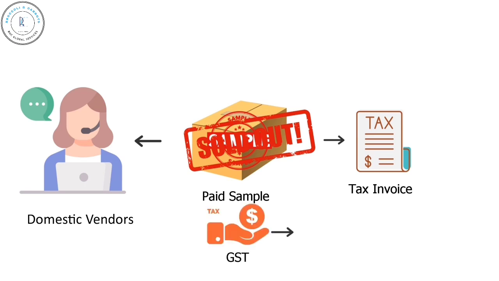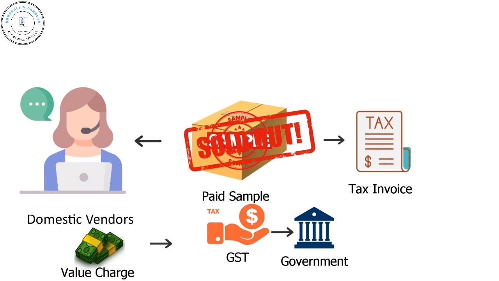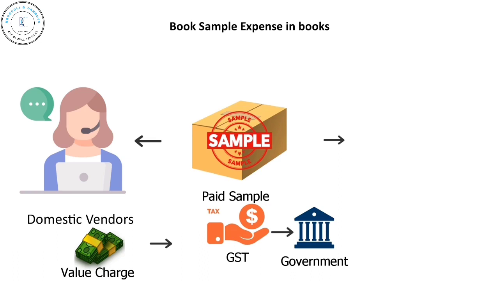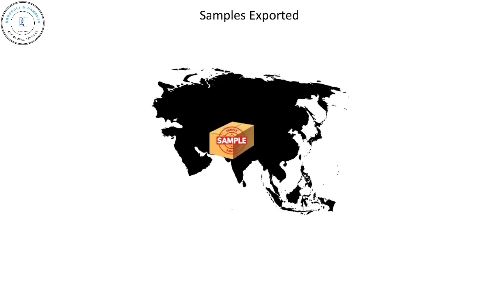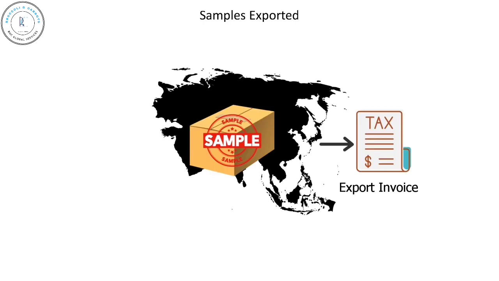If paid samples are sold to domestic vendors, then a tax invoice has to be issued. GST on sample price to be paid to government. Value charged for sample will be the value on which GST will be payable. Book sample expense in books. Sample expense account debit, to sales, to CGST payable, to SGST payable, to IGST payable.